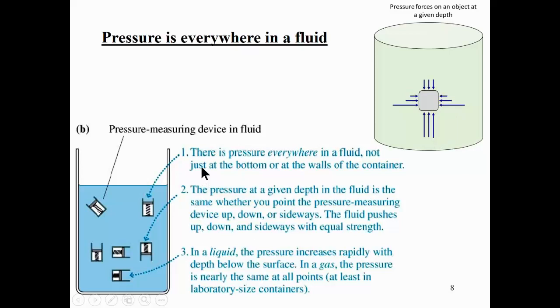And here are three important points to remember in fluid pressure. First of all, there's pressure everywhere in a fluid, not just at the bottom or at the walls of the container. The pressure at a given depth is constant, and you can check that. Regardless of the orientation of this pressure measuring sensor, you get the same compression at the given depth. And the third important point is that fluid pressure increases rapidly with depth, which we're going to prove mathematically.